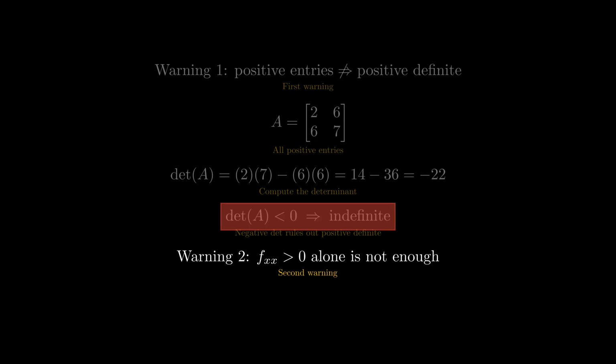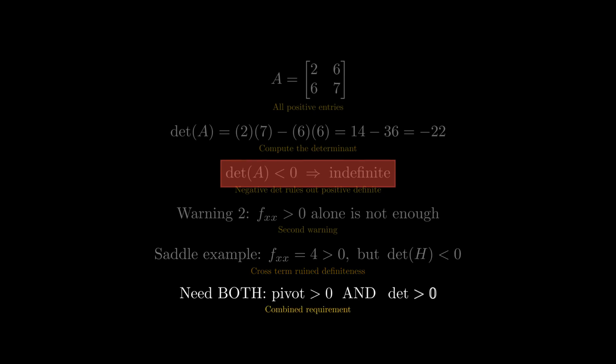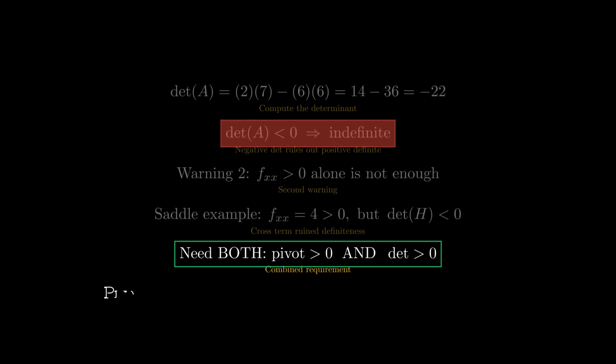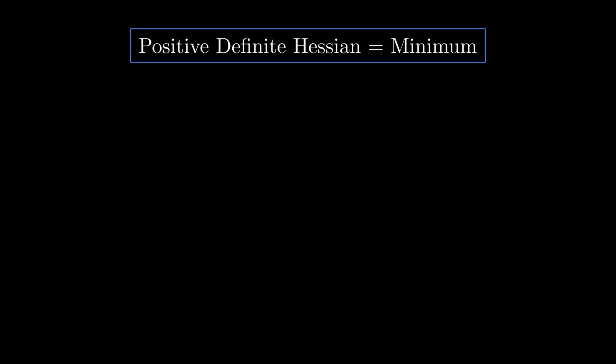Second warning, having the second partial f sub xx positive by itself is not enough either. In our saddle example, f sub xx was 4, perfectly positive, but the cross term made the determinant negative and ruined definiteness. The lesson is that both conditions matter together. It is the pivots and eigenvalues, not the raw entries, that decide whether you have a minimum, a maximum, or a saddle. So bowls and saddles aren't metaphors, they're the literal geometry of positive definiteness.